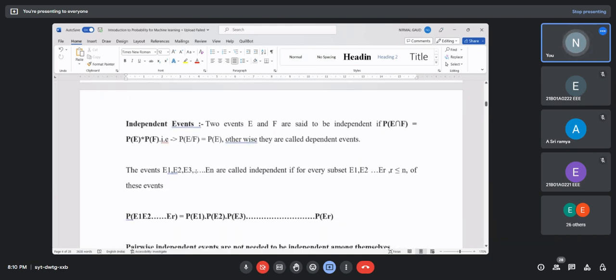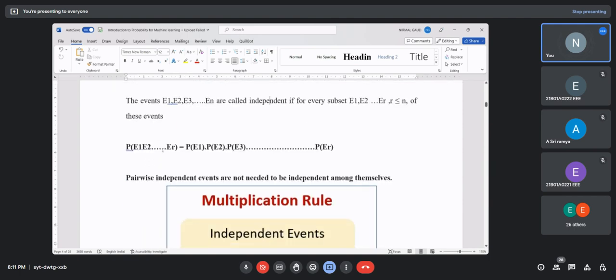Now, independent events. What does an independent event mean? Two events E and F are said to be independent if P(E intersection F), the probability of E intersection F, is equal to P(E) times P(F). That means they are independent. Otherwise, they are dependent on each other. If they are independent, the intersection is the multiplication of the probabilities of both of them.